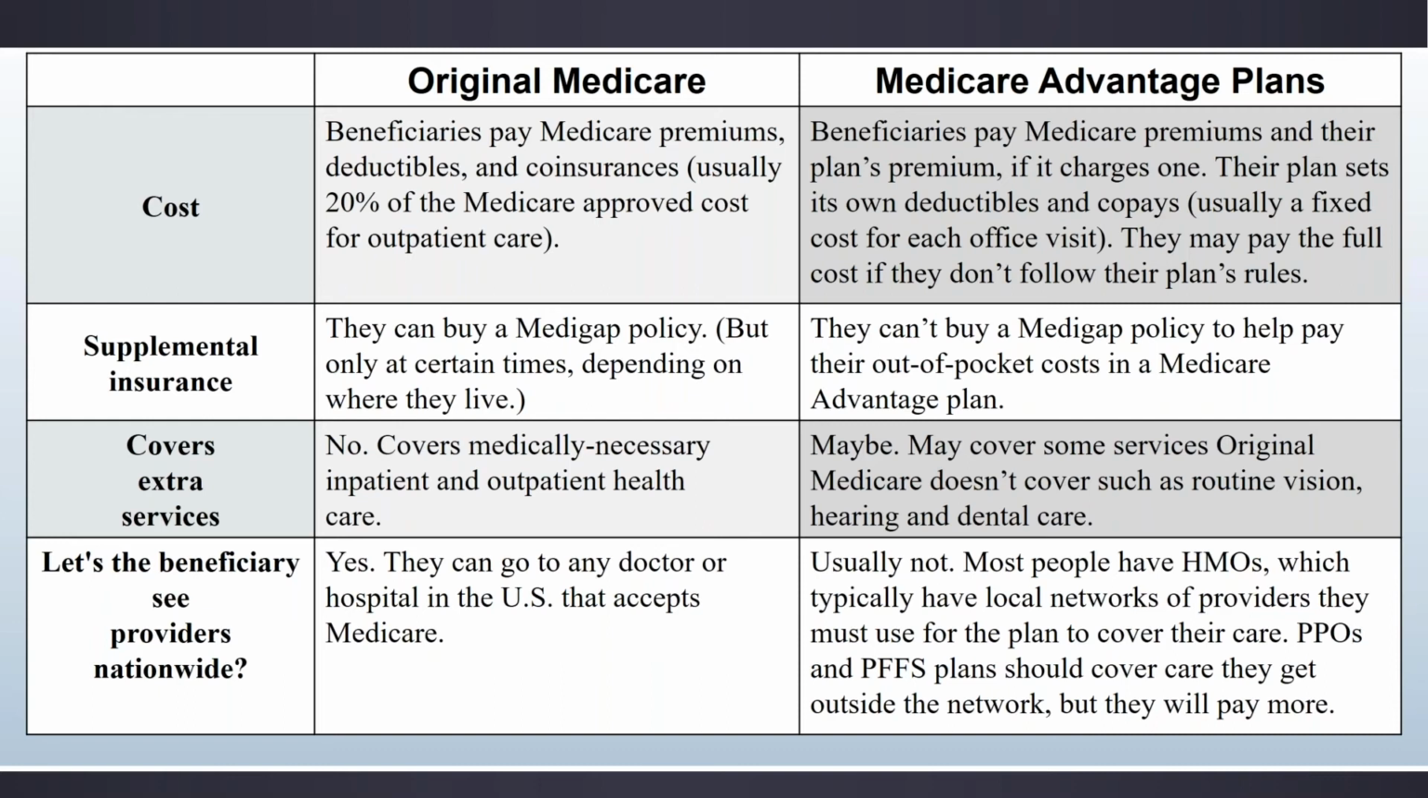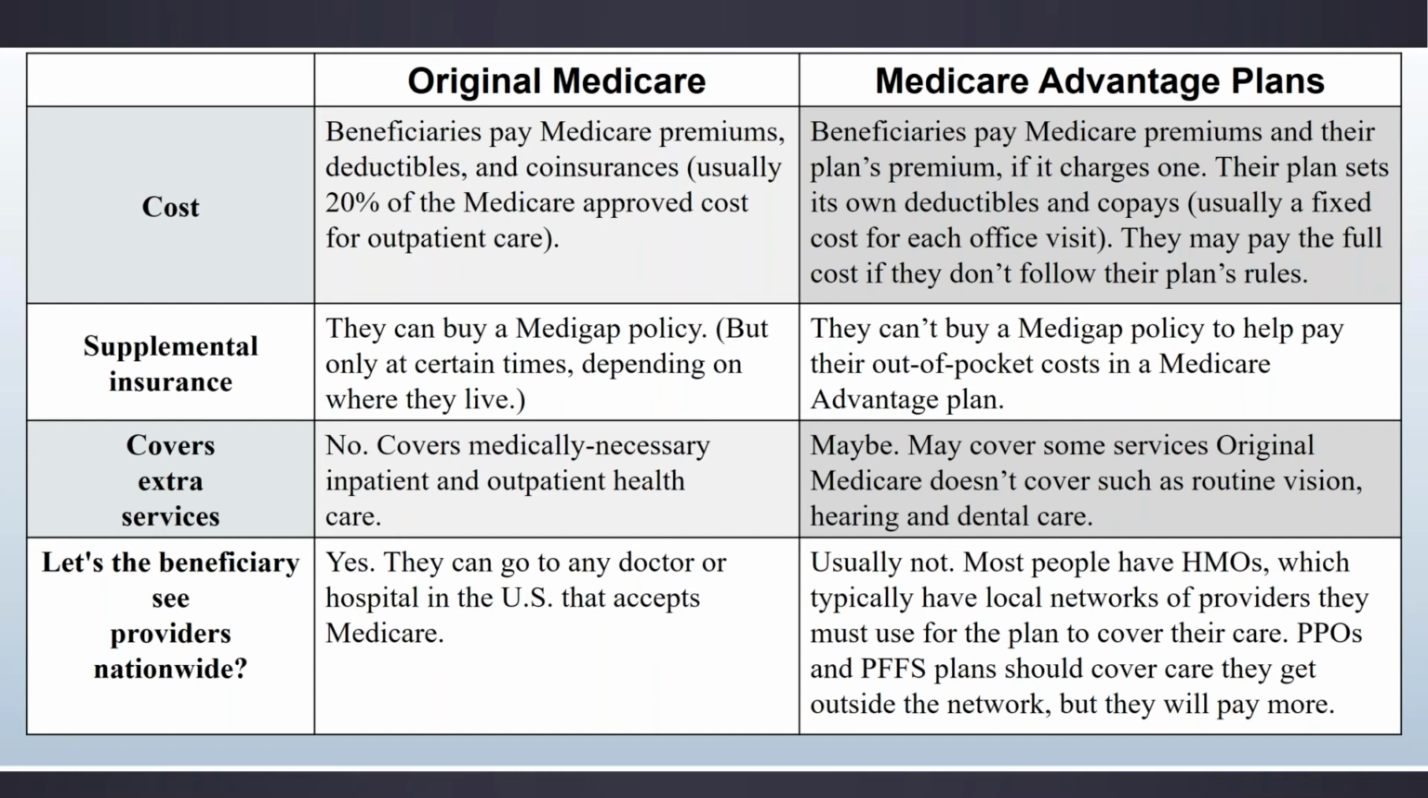You can get a supplemental insurance, but whether or not you can get into that depends upon where you live and where you are in the cycle. And can you buy a Medigap policy to help pay your out-of-pocket expenses in a Medicare Advantage plan? A lot of times you get that question. Can I get a Medicare Advantage and then use a supplement to pay for the copays? No.